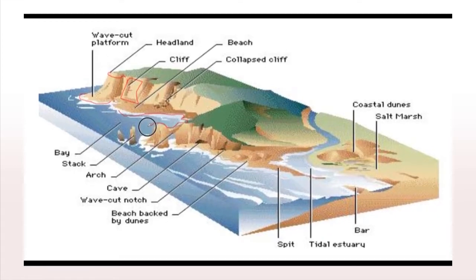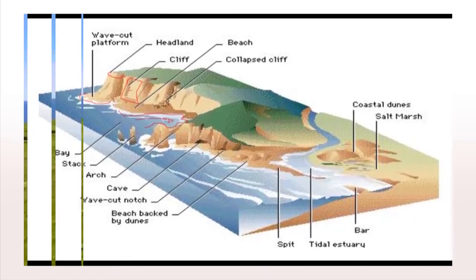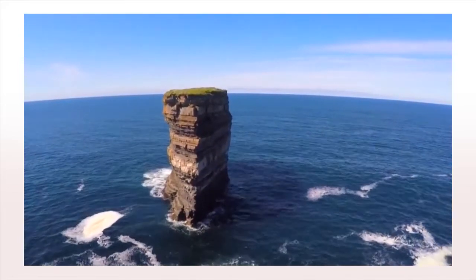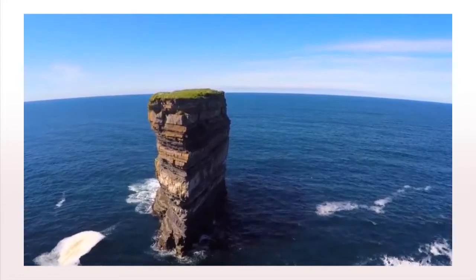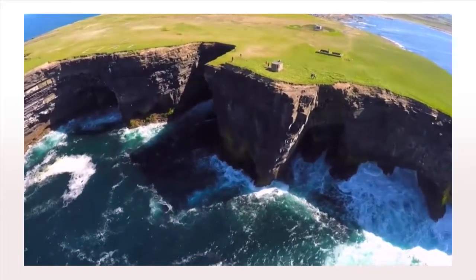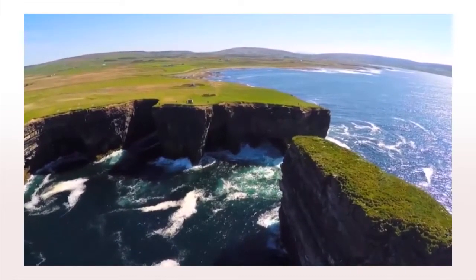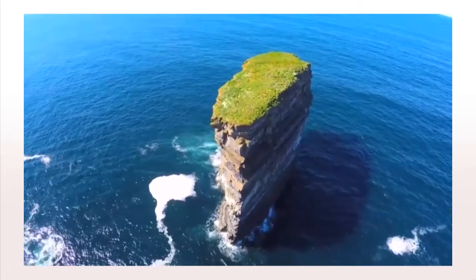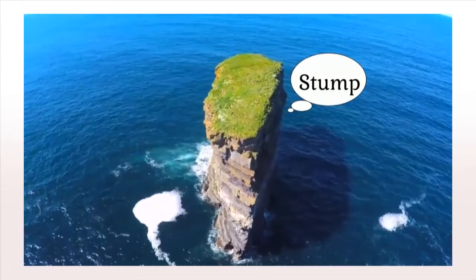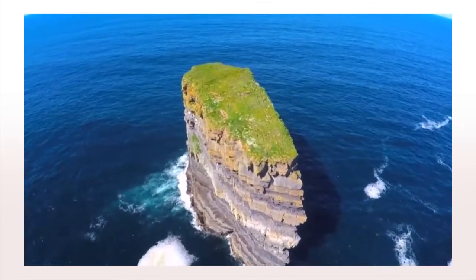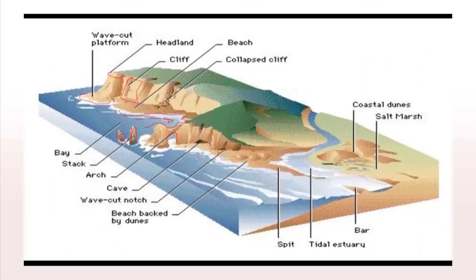When two arches meet and the top collapses, it will now form a stack. A stack is a steep pillar of rock that is rising above the sea level that is formed by the collapse of an arch or two arches together. Example is the Old Man of Hoy in Orkney or the Needle's Eye of Wick. All these are being sculpted out from chalk layers near the sea. A stump is a vertical rock platform or pillar that has been reduced in size by continuous wave action or erosion, and it can only be visible at low tide.